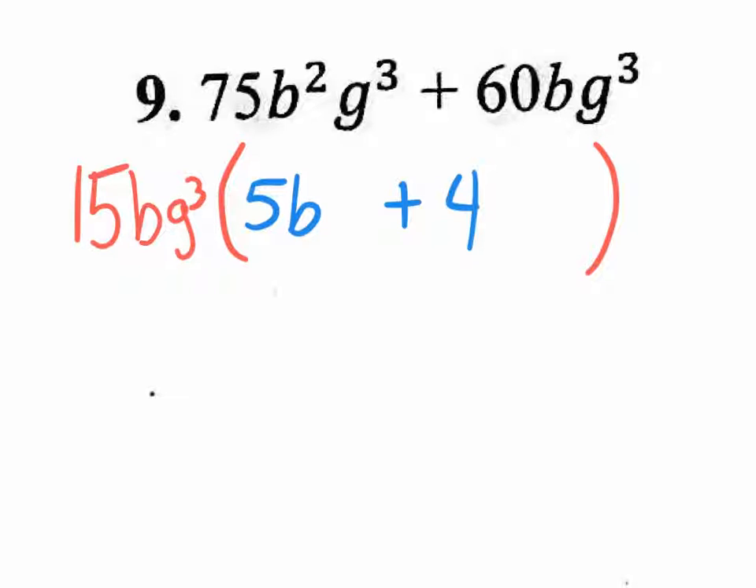Did that make sense? I don't know if people are getting confused. I mean, if you wanted to, when you say b times what gets us b, well, you could put a times 1, but that would be totally pointless. Same thing with the g to the third. G to the third times what gets us g to the third? Well, you could put times 1 right there, but we already know that 4 times 1 is still 4. That's why we don't put anything. Oh man, I can't erase that last one. Sorry about that. So there's your answer, 15b g to the third, in parentheses 5b plus 4.